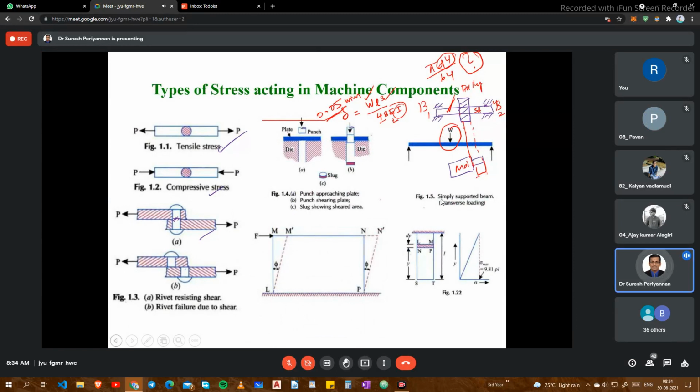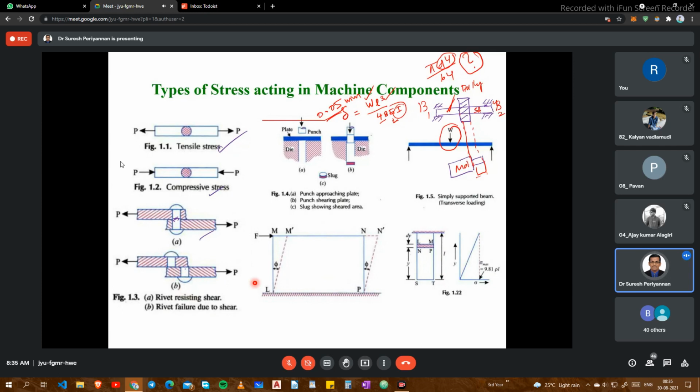Just to recap the first couple of minutes of what we discussed in the last class. The first one is tensile load: the bar is subjected to tensile load. The second one is the bar subjected to compressive load. The third one is two thin bars connected with the help of a rivet. When the load is applied and exceeds this limit, the rivet fails due to the shearing effect.